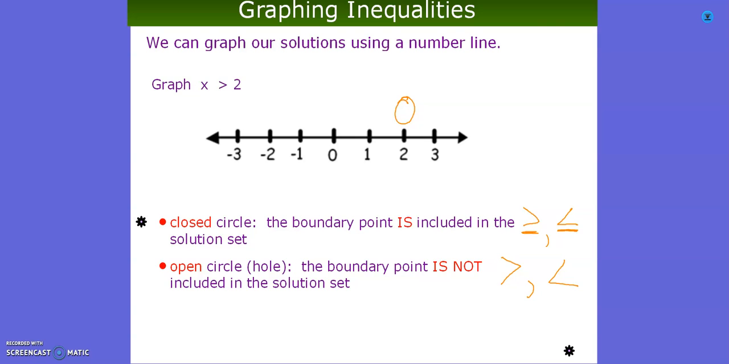And then I want to draw an arrow showing where all the values are that are greater than 2. Well, all the values that are greater than 2 are over here to the right. It helps when I have my inequality written with the variable on the left because the point of the arrow is the same as this point of my inequality arrow, but only when the variable is on that left side.